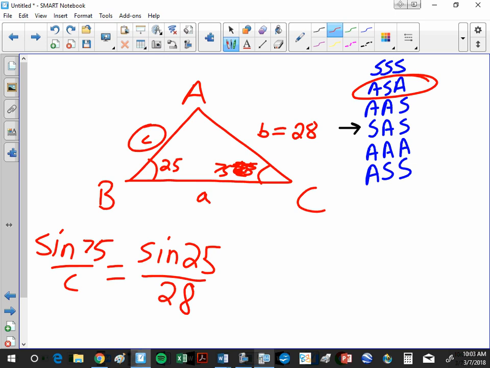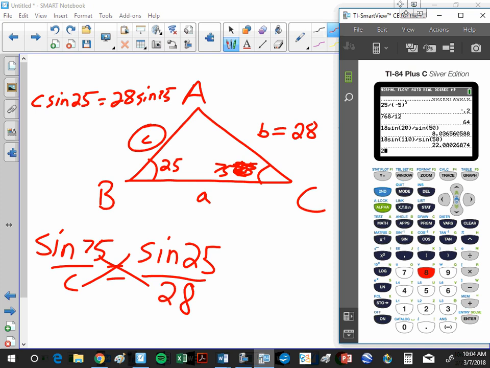This one's going to be quite a bit bigger because we're dealing with a small angle and a bigger angle instead of like a medium and a big. But again, it takes a lot of practice to get good at guessing. So we cross multiply. So c sine of 25 is equal to 28 sine of 75. So c equals 28 sine of 75 divided by the sine of 25. And we end up with a side that's a lot bigger.